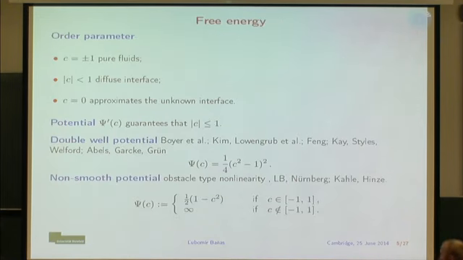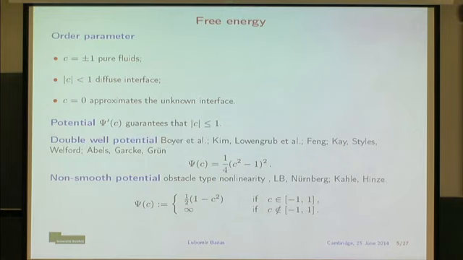Okay, so I already mentioned briefly that the order parameter has constant values in the pure fluids. Then we have a diffuse interfacial region where the parameter is strictly less than 1, and the interface is represented in this case as a zero level set of the order parameter. Then we have this potential, the derivative of the homogeneous free energy, which guarantees that our solution is bounded below 1 in absolute value.